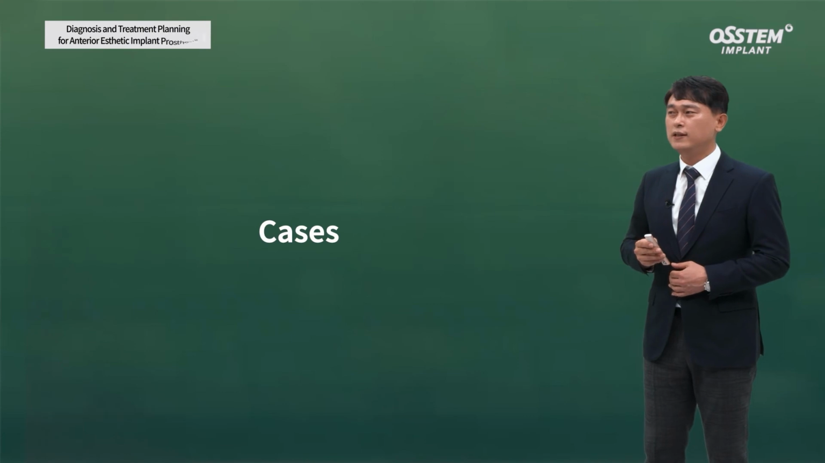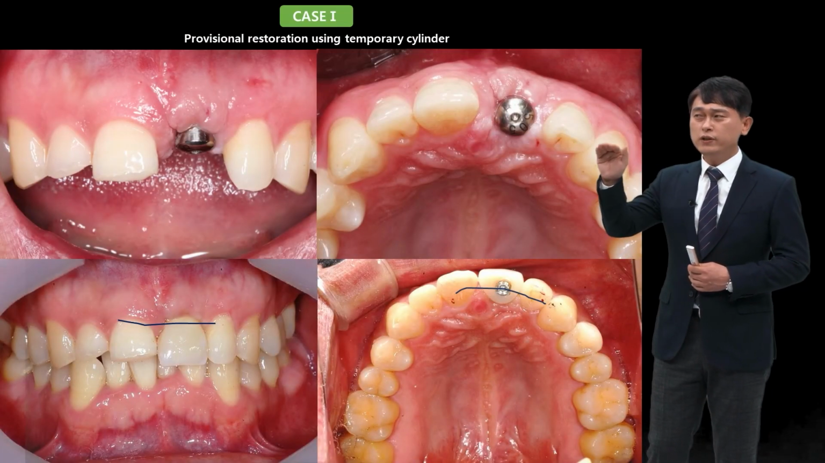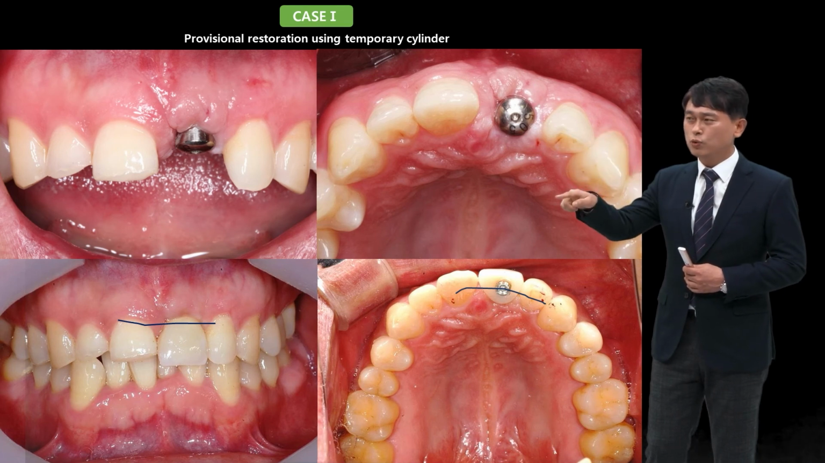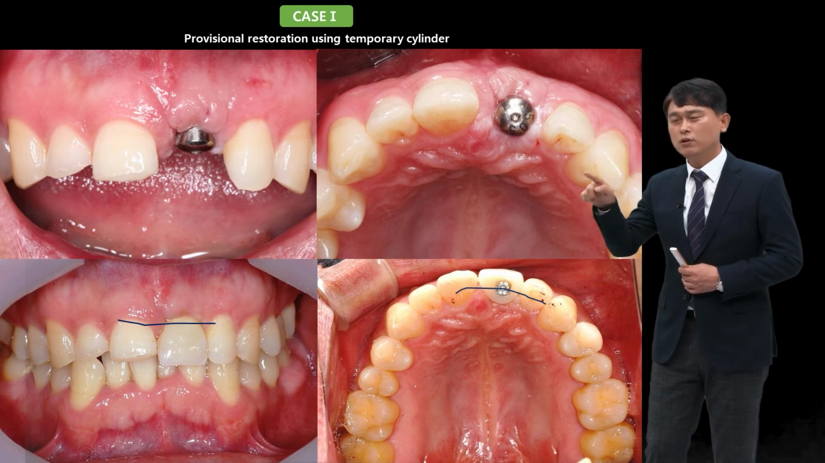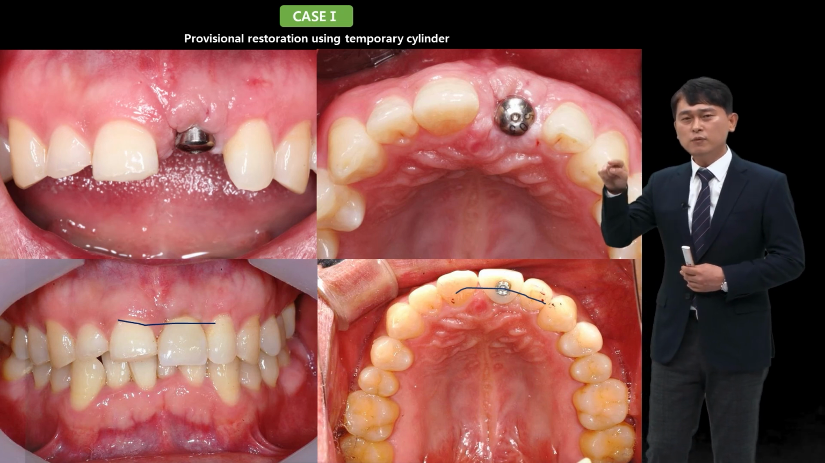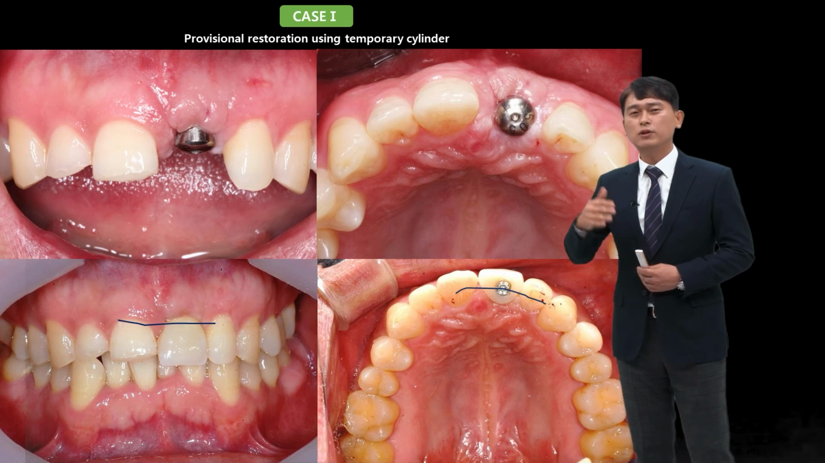I want to summarize by looking at a case. This is a very old case. So when you place an implant, don't look at the buccal bone. Please look at the lower right image. You need to draw a line connecting the center of the lingual surface of adjacent teeth. If you draw a line, if the buccal bone is lacking, do a bone augmentation.